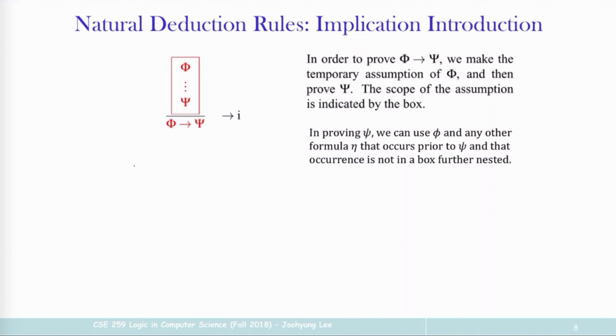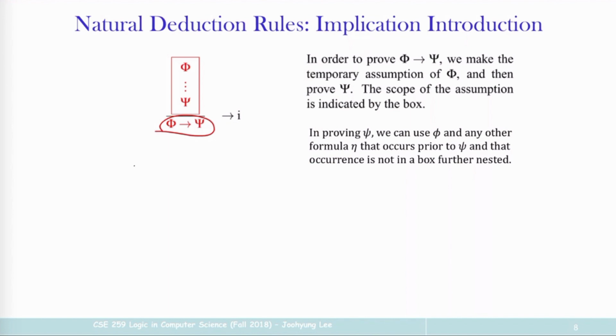Now, there are 2 probably most difficult rules for today. This is one. The implication introduction rule requires some idea here. So, the rule says this. You can derive this if you have a box where the start of the box is phi and the end of the box is psi. Now what does this box mean?